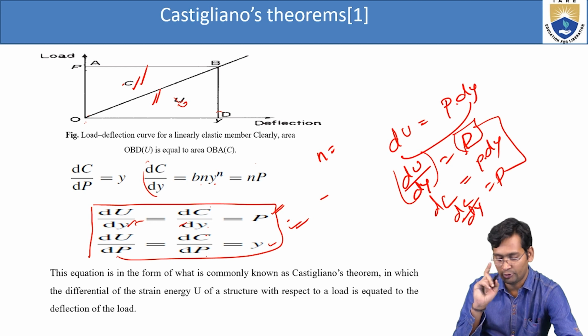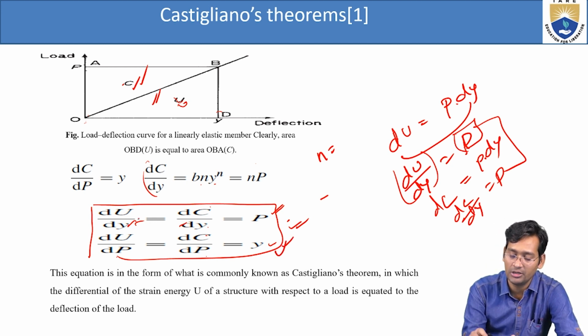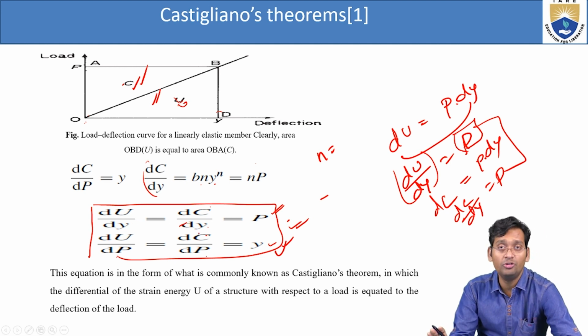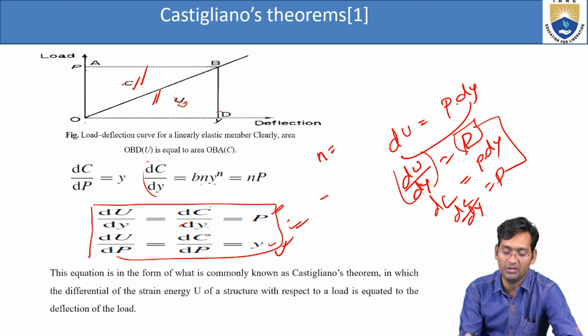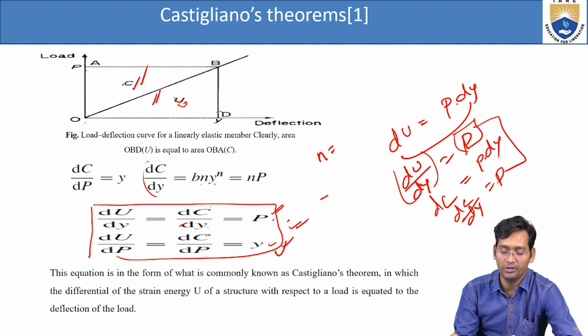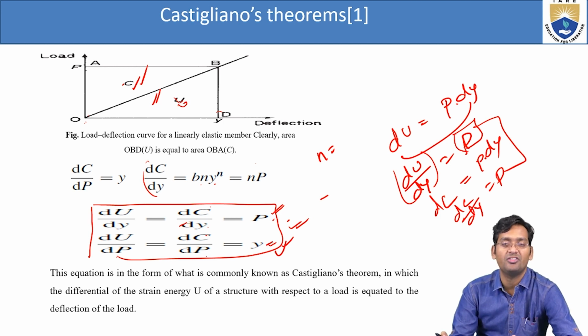Remember, Castigliano theorem means still here you have to derive, and then you have to mention what? dU by dy is equal to dC by dy is equal to P. Means strain energy with respect to y if you differentiate, and complementary energy with respect to y you differentiate, both will be the same, and that is equal to P. Similarly, strain energy with respect to P and complementary energy with respect to P, if you differentiate, both will be the same, and that is equal to y, then it's Castigliano theorem.